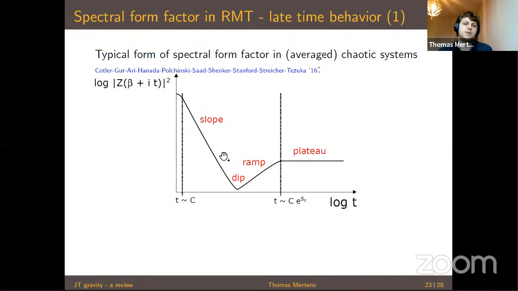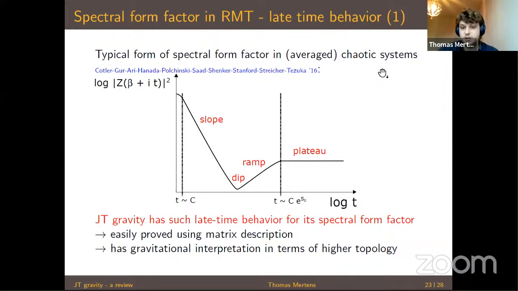Now, this spectral form factor has a typical form in a chaotic system. What I've plotted here is the shape of the spectral form factor for an averaged chaotic system. This is a log-log plot as a function of time. After an initial transient behavior here, this is expected to show a slope, dip, ramp, and plateau region. This is the late time behavior of the spectral form factor, which is generically expected to appear in chaotic systems.